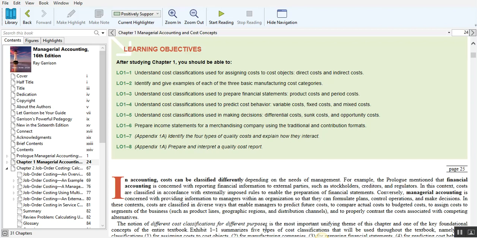Greetings, class, and welcome to Chapter 1 in Managerial Accounting. In this chapter, we're going to talk about cost concepts.